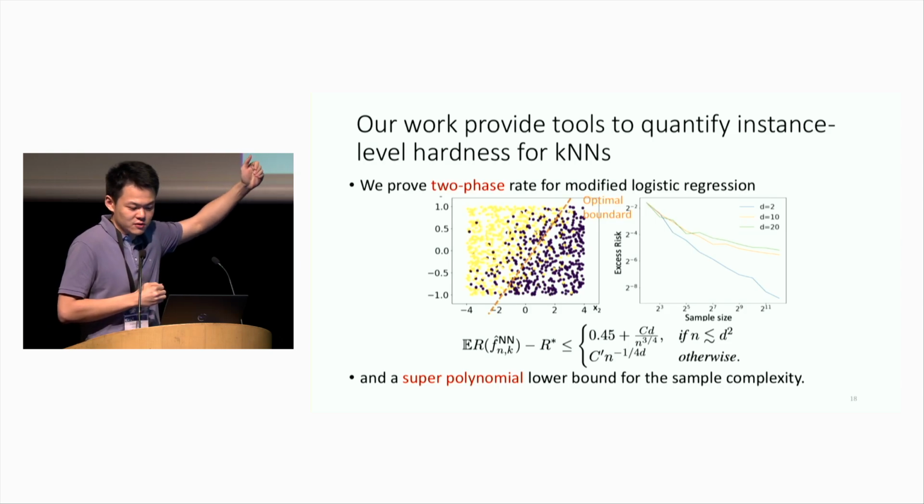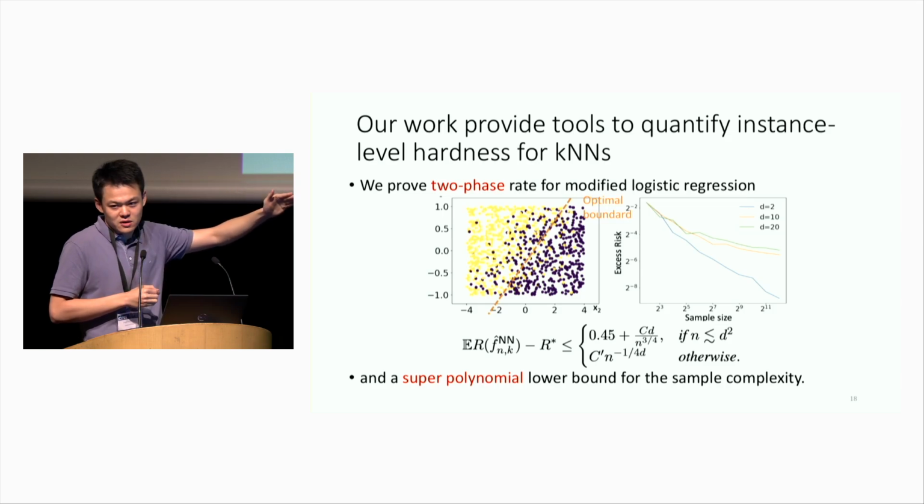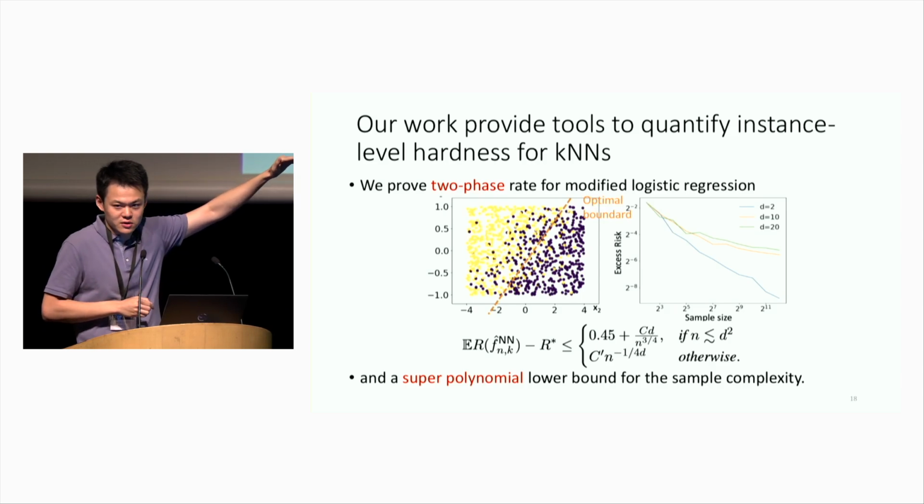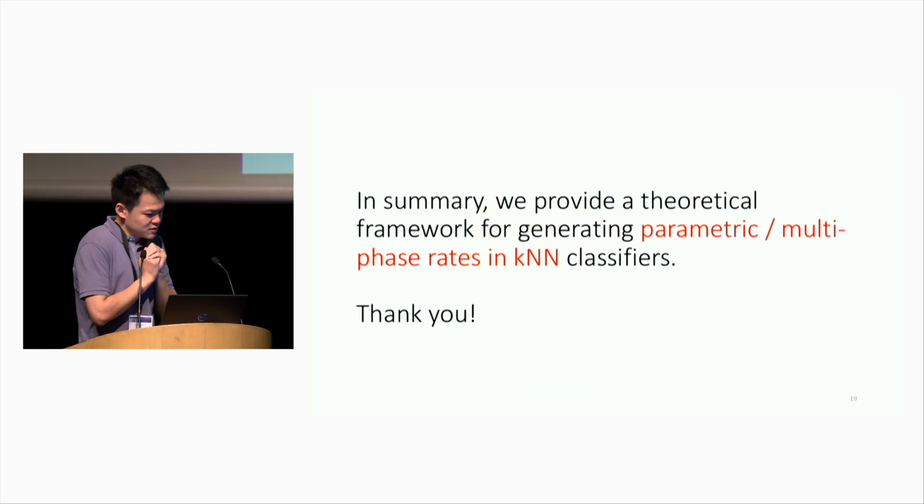It will be parametric first, and then suffer from the curse of dimension later. And we also have a corresponding super polynomial lower bound to show that the second phase probably happened. It cannot be avoided. Okay? So basically, that's the end of the talk.